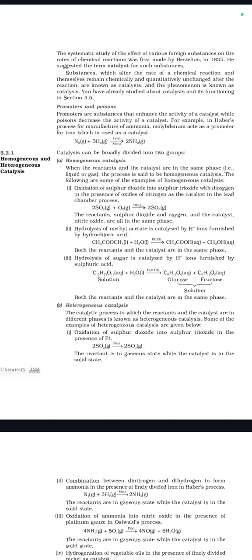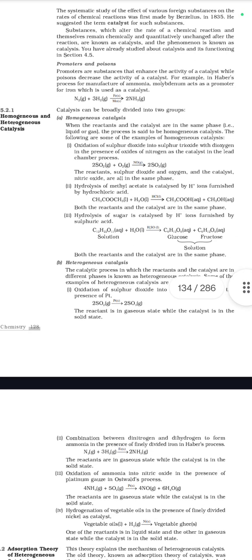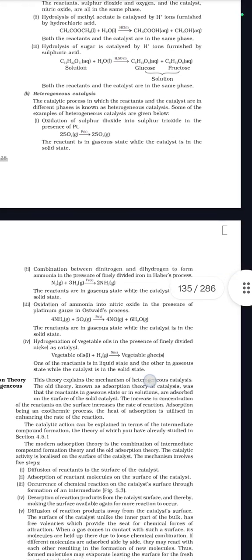Second, hydrolysis of methyl acetate is catalyzed by H positive ions furnished by hydrochloric acid. Both the reactant and the catalyst are in the same phase. Hydrolysis of sugar is catalyzed by H positive ions furnished by sulfuric acid. Both the reactant and the catalyst are in the same phase. Heterogeneous catalyst.